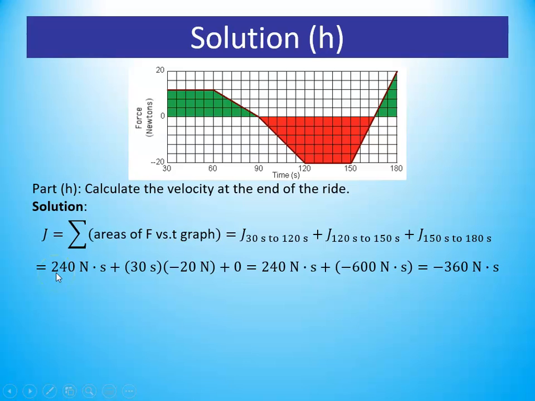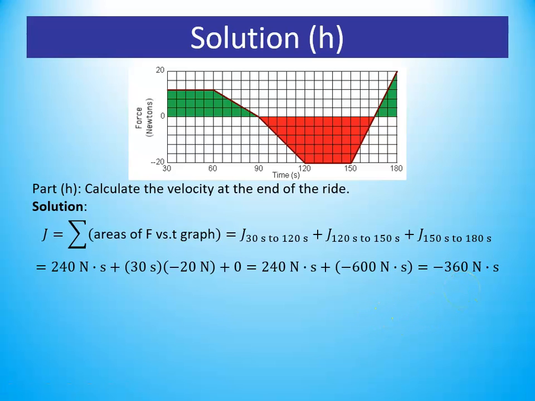So you have 240 newton seconds, which we already calculated in part G. You have 0 newton seconds from 150 to 180, which we had calculated, I think, in part C or D. And then the new calculation is the base times height. I probably should have added another step saying J 30 to 120 plus base times height plus J 150 to 180, and then plugged in the numbers. But in any case, our base is 30 seconds, and our height is negative 20 newtons. You plug those in, and you get negative 360 newton seconds.